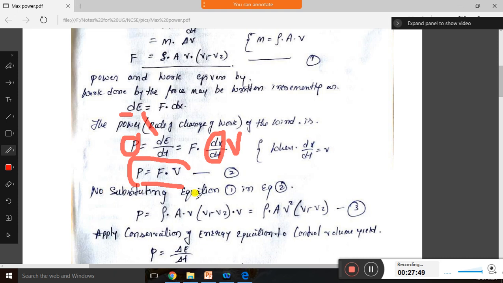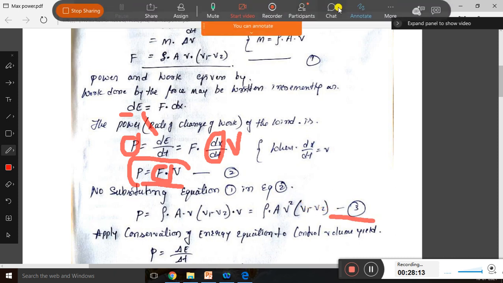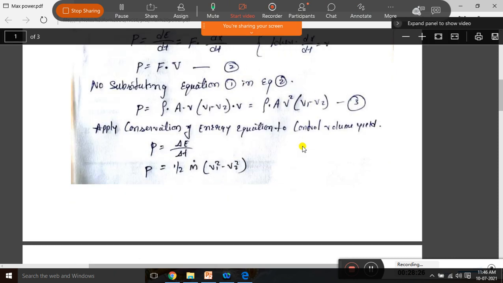Now substituting equation 1 in equation 2, we get P, substituting the F value from equation 1, equals rho A V into (V1 minus V2) into V. Finally we can write rho A V squared (V1 minus V2). This we call equation 3. So the power P equals rho, the density of air, times A, the swept area, times V squared times (V1 minus V2). That is equation 3.